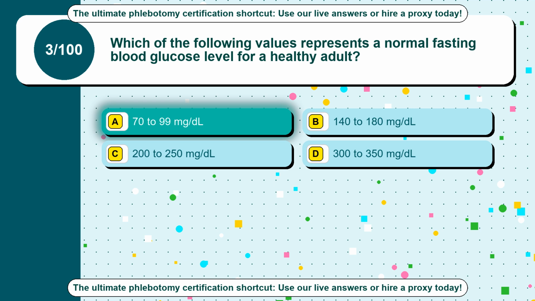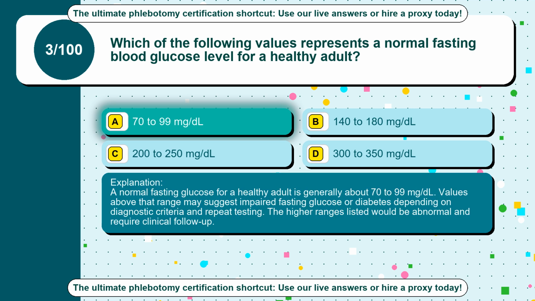70 to 99 mg/dL. A normal fasting glucose for a healthy adult is generally about 70 to 99 mg/dL. Values above that range may suggest impaired fasting glucose or diabetes depending on diagnostic criteria and repeat testing. The higher ranges listed would be abnormal and require clinical follow-up.